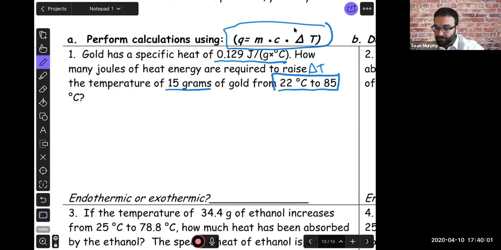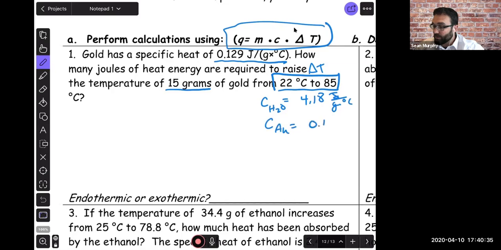Okay, so gold has a specific heat capacity of 0.129. That's considerably lower than water. Remember that water, you know what, let's make sure that we are using the right specific heat capacity. Remember, the specific heat capacity of water is 4.18 joules per gram times degrees Celsius.